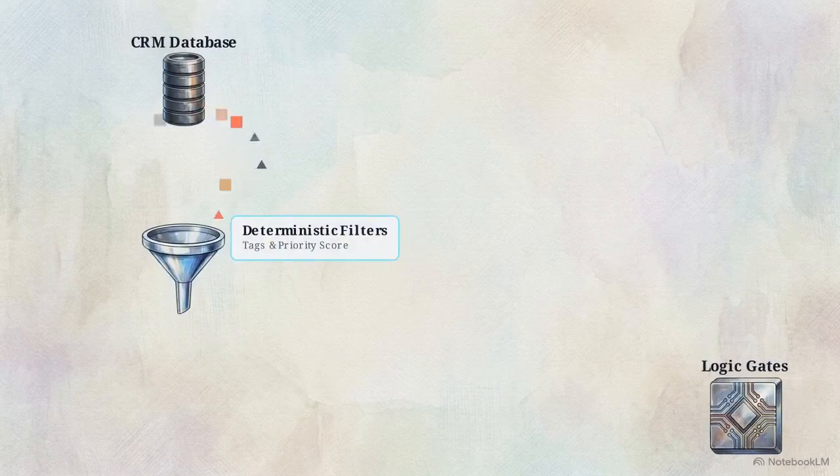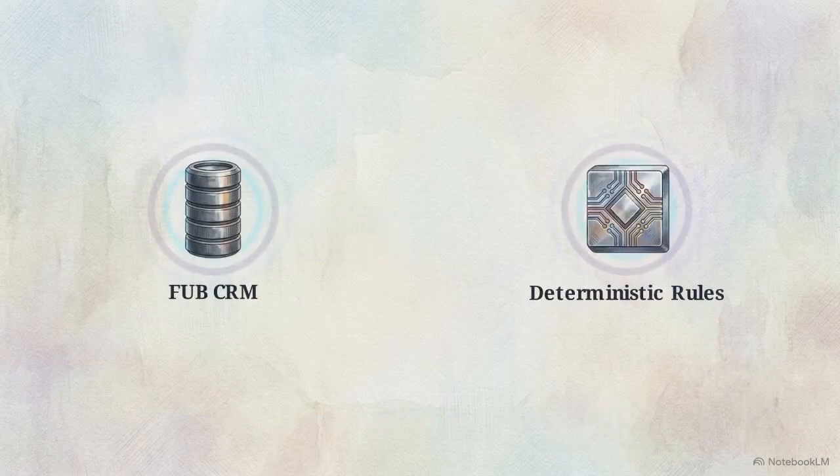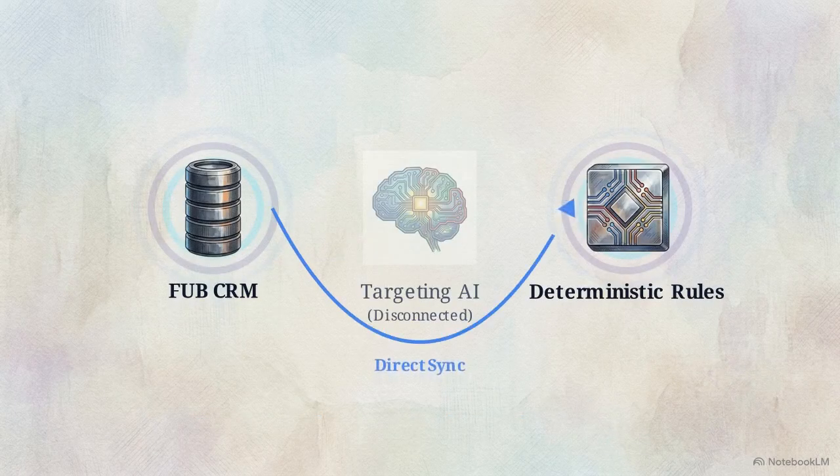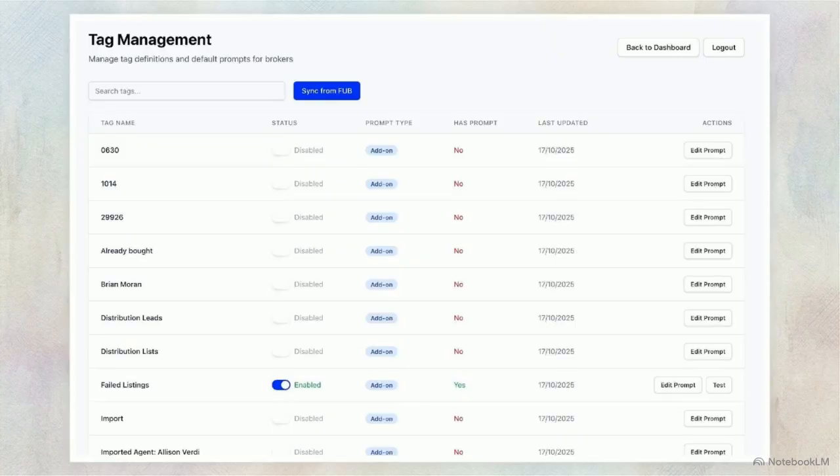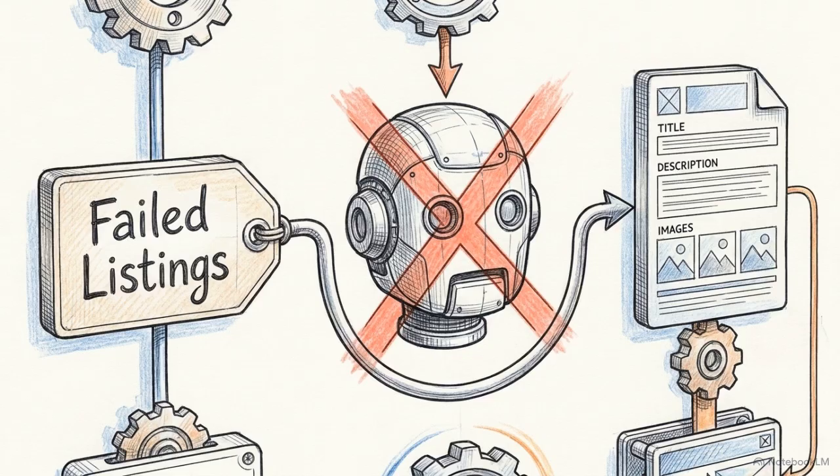This architecture begins with ingestion, which determines exactly who receives an outreach attempt. The system relies on data synced directly from the Follow Up Boss CRM rather than letting the AI decide who to target. On the administration interface, we see operational rules built around specific CRM tags, such as the sync for failed listings. These active tags trigger specific, centrally governed prompts, preventing the AI from improvising targeting logic.